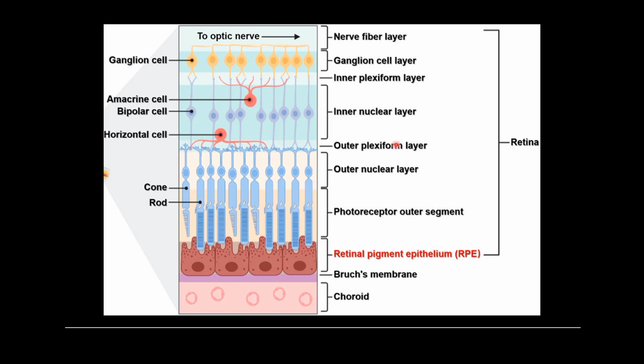Where is the outer plexiform layer, where is the inner plexiform layer, what is the retinal pigment epithelium, and what are these layers. So one thing I would like to say is that once you know the layers and you have an idea about it, you will find this topic much easier. Okay, so now let's go to our mnemonic.